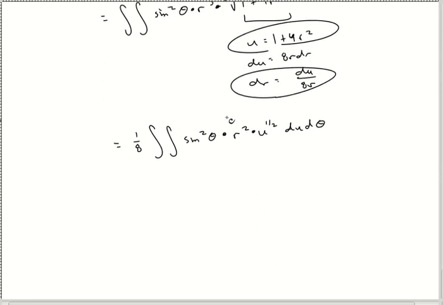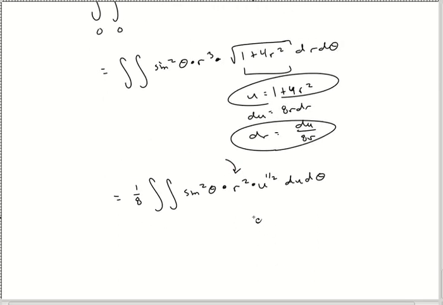So this is now a u to the 1/2 du d theta. Now the problem is that I still have r's, and so I need to fix that somehow. If I take this here and solve for r squared, it should work. So I'm going to subtract the 1 to the other side. So 4r squared is equal to u minus 1. Divide by the 4. So that's u minus 1, and then divide by 4.